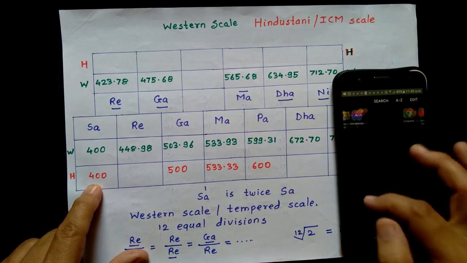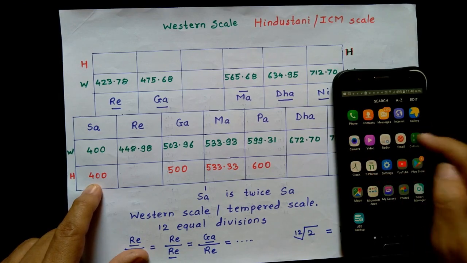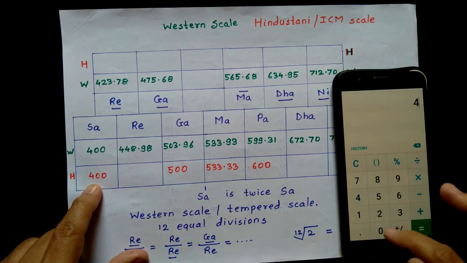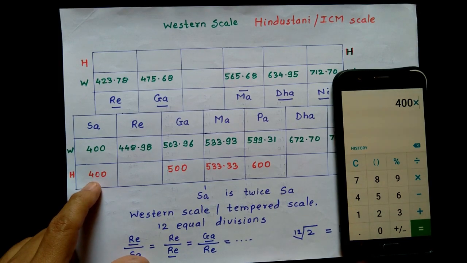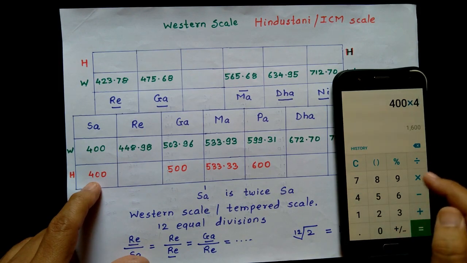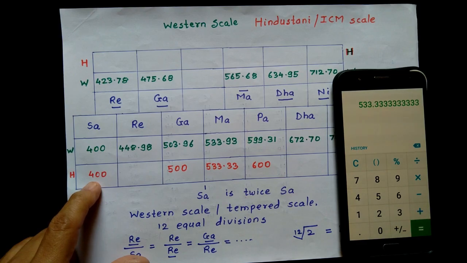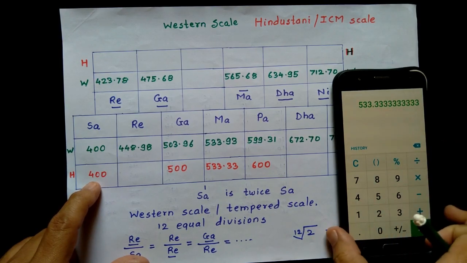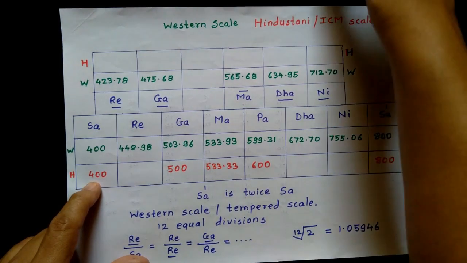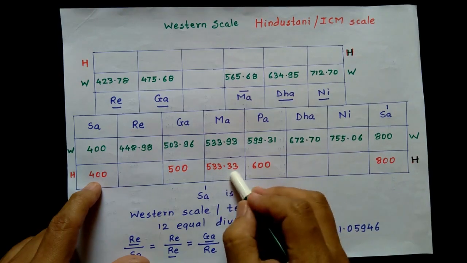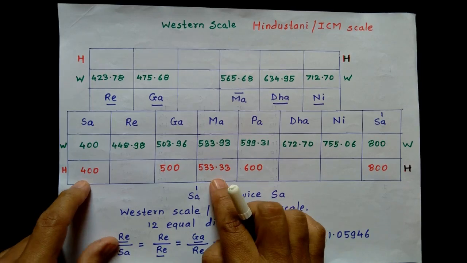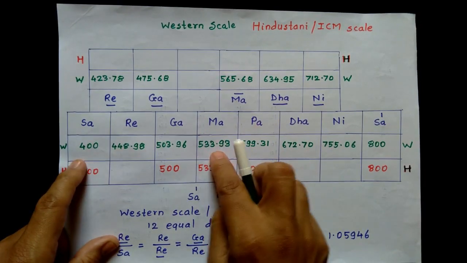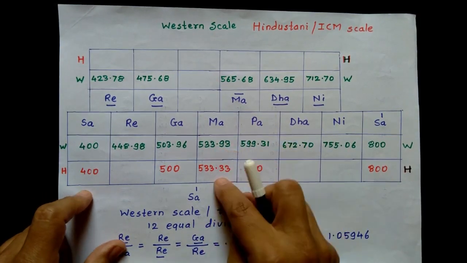I will just open my calculator here, and 400 into, our relation is 4 by 3. 400 into 4 divided by 3. That is 533.33. So 533.33 is Ma in Indian classical music, whereas in Western it is 533.93, slightly higher.